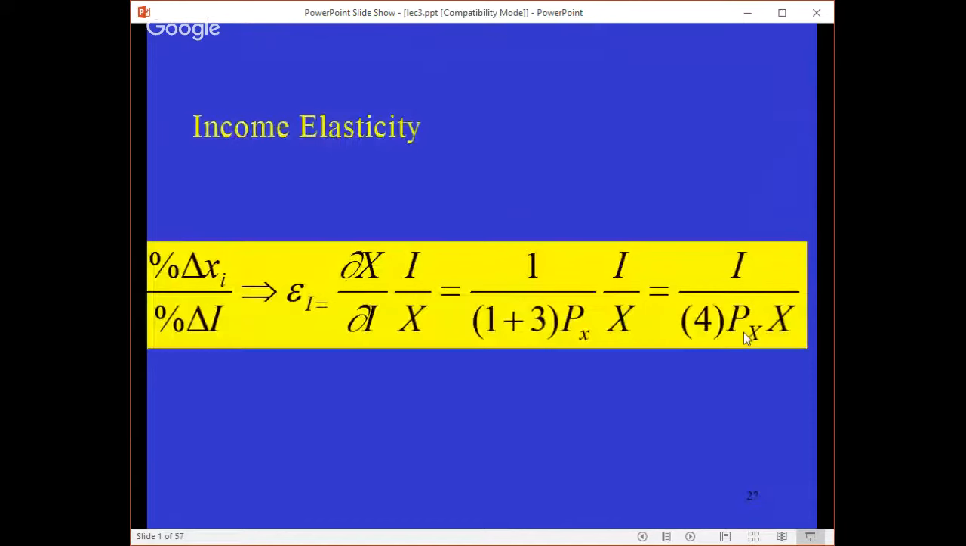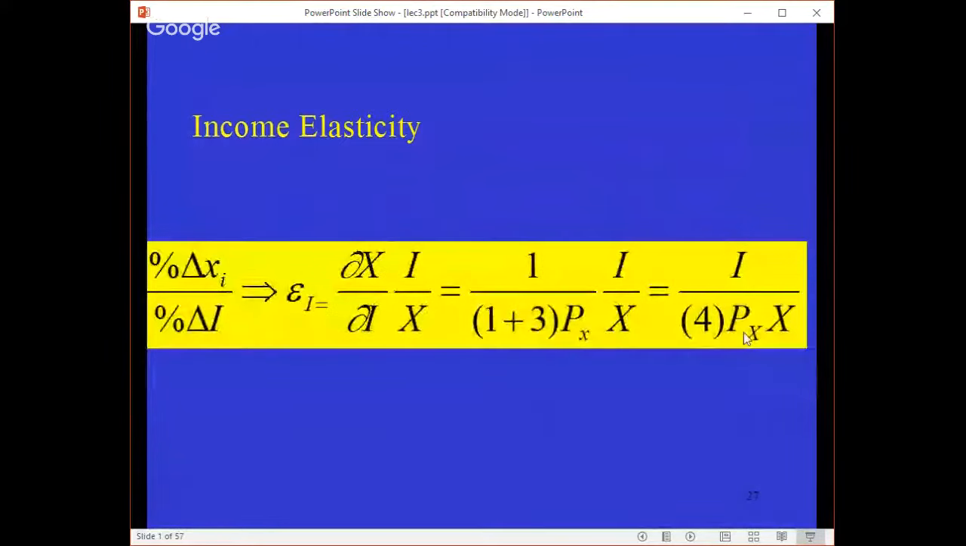Actually, yes, but that's not a rule. There's no logic to that. It just happens. But yes, it's the mirror of own price elasticity. With respect to I?